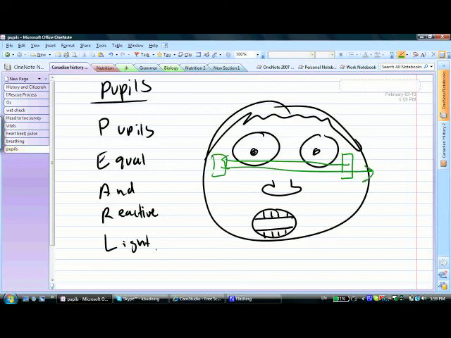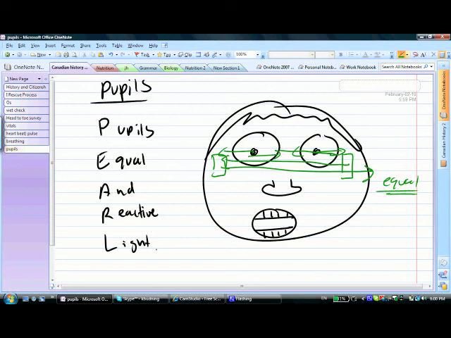And what that's going to do is you're going to see the pupils are going to go from side, and then they're going to go back to that side. And they should be following. If they're both following at the same time, then they're going to be equal. Alright, then it's going to be equal if it's going from side to side.